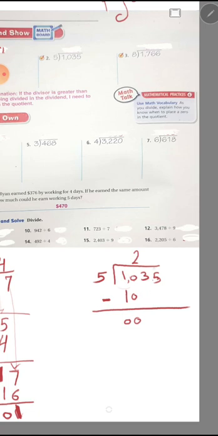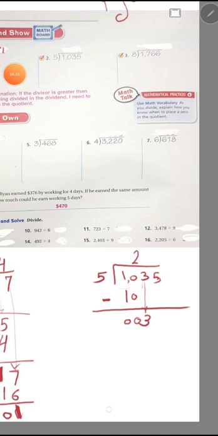Now what I have to do, I will take the 3 right here and put it next to the answer. This is 3 in the tens digit. Okay? This is 3 tens. I will take it and divide it by 5.